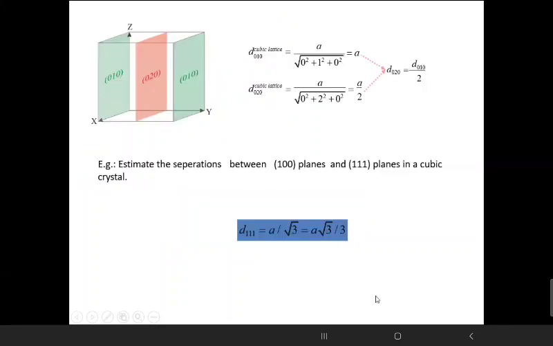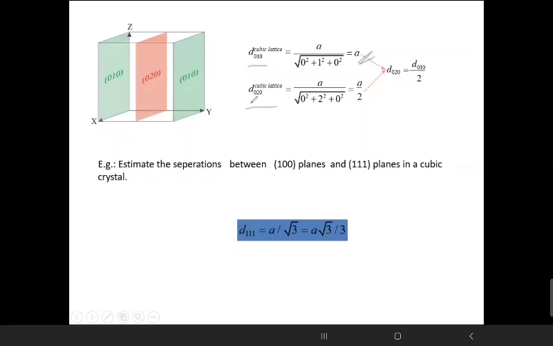Now we will see the interplanar spacing. Here, d010, d020. So for d010, h is 0, k is 1, l is 0. You have to apply a over the square root of h squared plus k squared plus l squared. That is the interplanar spacing. So you will get a here.